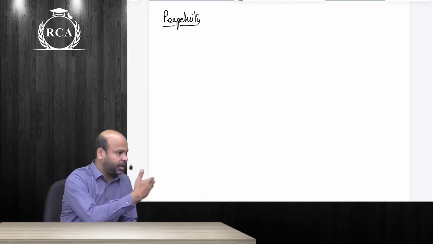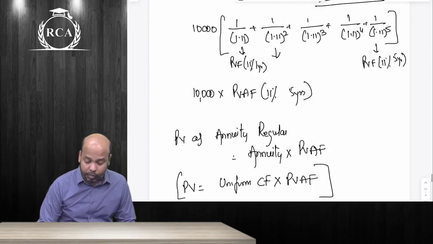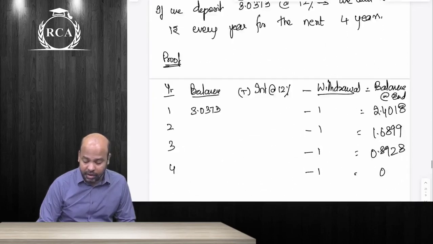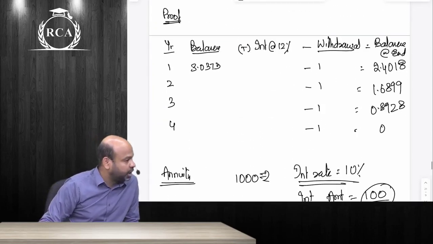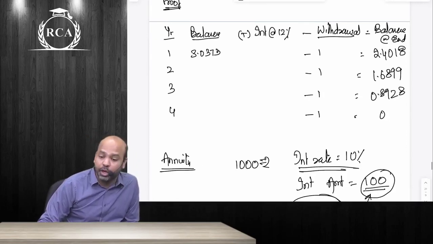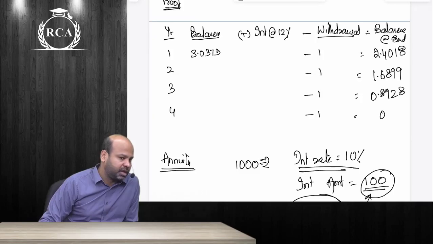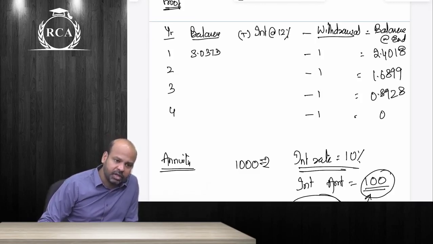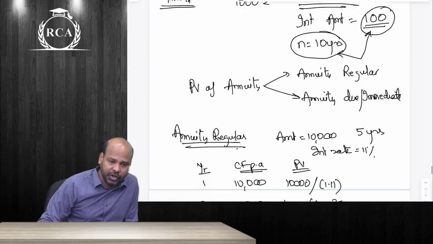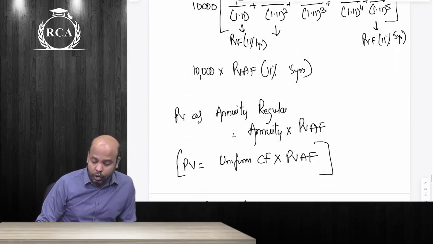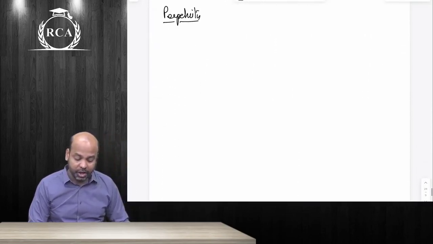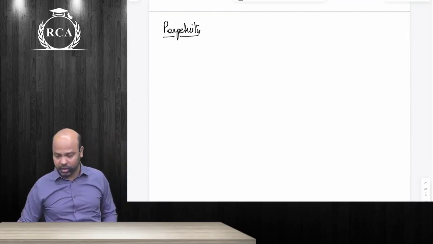Just say what we did better in case of PVAF. Wasn't the outstanding balance coming down every year? In the beginning, it was 3.0373, then it became 2.4018. If the balances reduce year after year, it cannot be a case of perpetuity. If the balances are constant or the balances are only increasing year after year, it will become a case of perpetuity. You will not be able to compute accumulated balance. The only thing that you will compute better is present value.